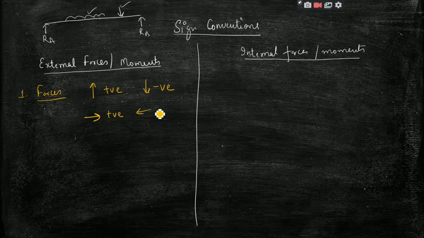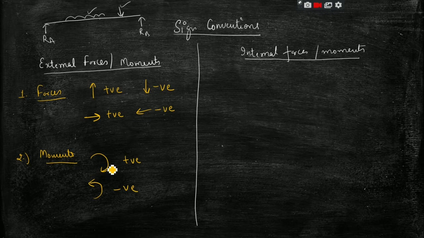Generally we do not consider these forces in beams, but still we might use these sign conventions. Now for external moments, the sign convention which we use is clockwise is positive and anti-clockwise is negative. So this is for external forces.